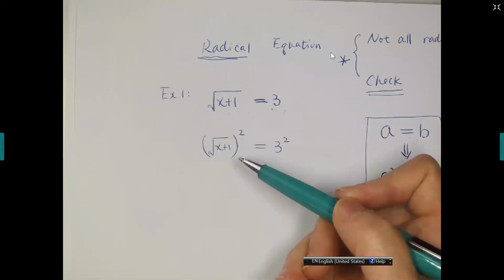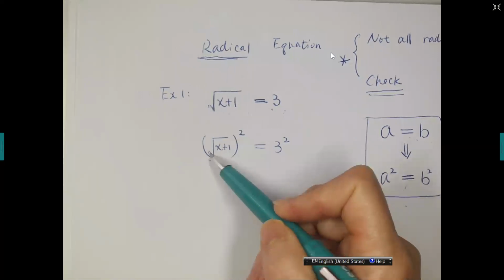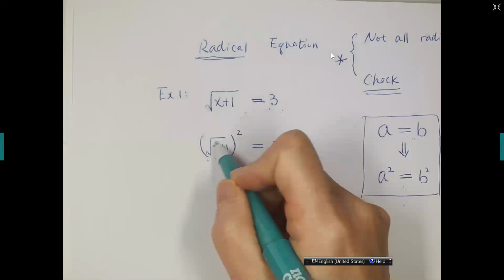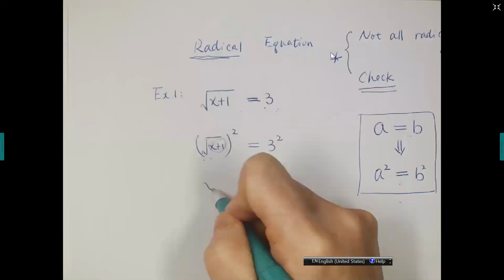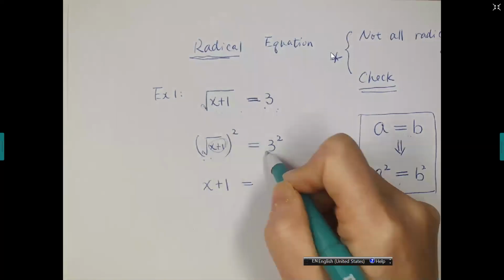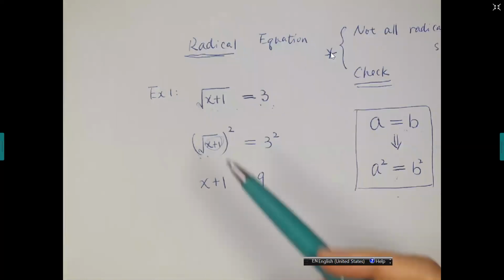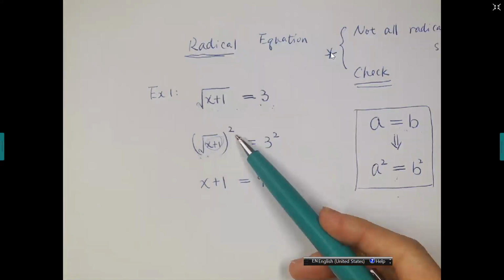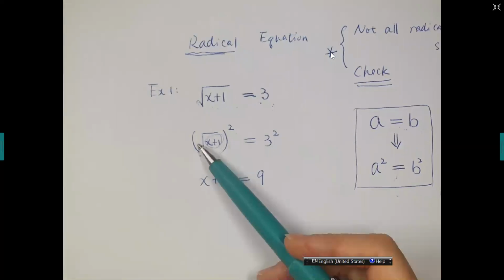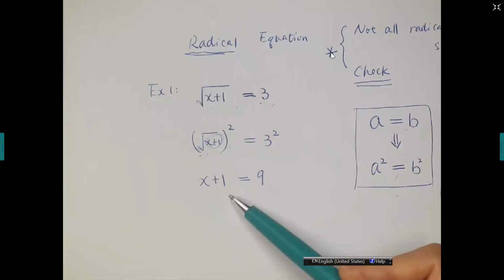So see, after I square this radicand, the radical symbol here, what do I have? I will have whatever the radicand is, and it will be the new left side, equals what? Equals 3 squared equals 9. After I square both sides of the equation, the radical symbol disappears. I have a brand new equation. What is the new equation? That is what we have seen in Algebra 1.